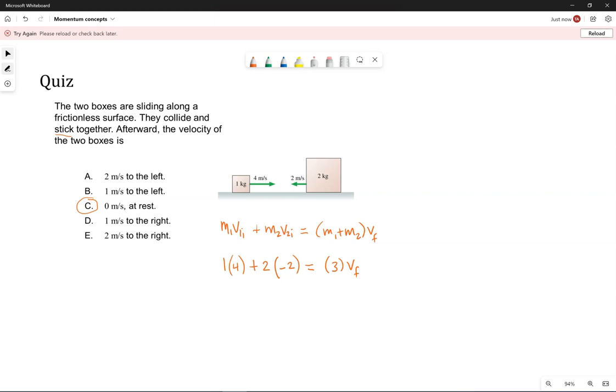Total mass is 3, V final. Well, V final has to be 0 because this initial momentum adds up to be 0. So it's kind of interesting to try to picture 0 momentum when things are moving, but it's because of the vector nature. So V final is 0.